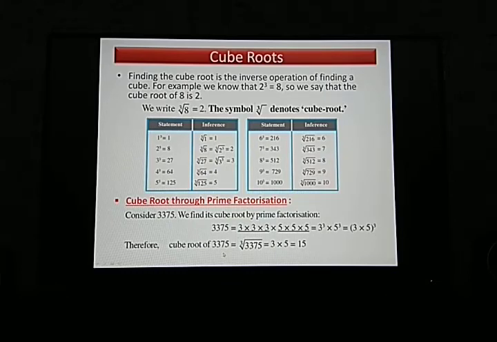So therefore the cube root will be what? Cube root will be whatever is inside this. That is 3 into 5, that is 15. 15 cube gives us 3375. Or we can say that in inverse way, that cube root of 3375 is 15. Clear?